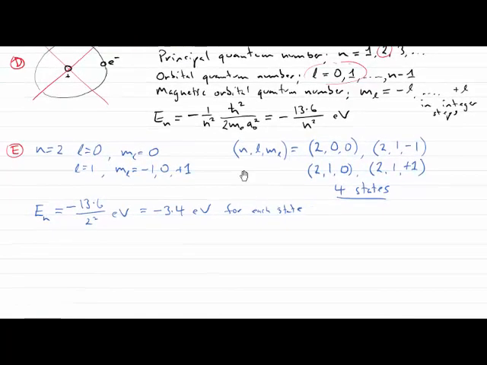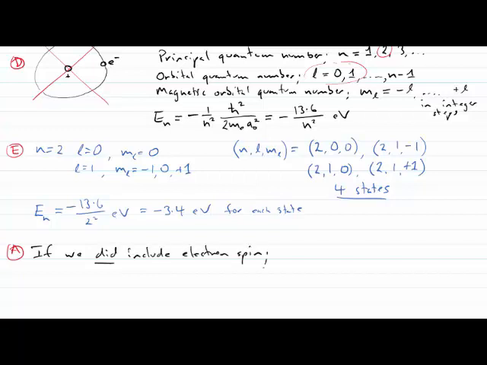Finally here, for our assess step, we might just consider for the time being, what if we did include electron spin? If we did that, then we would have twice as many states. The reason for that is the electron spin has 2 possible quantum numbers. It can be plus a half or minus a half. So each of these 4 states basically could have the same values for those 3 quantum numbers, and a plus half spin quantum number or a minus half spin quantum number.